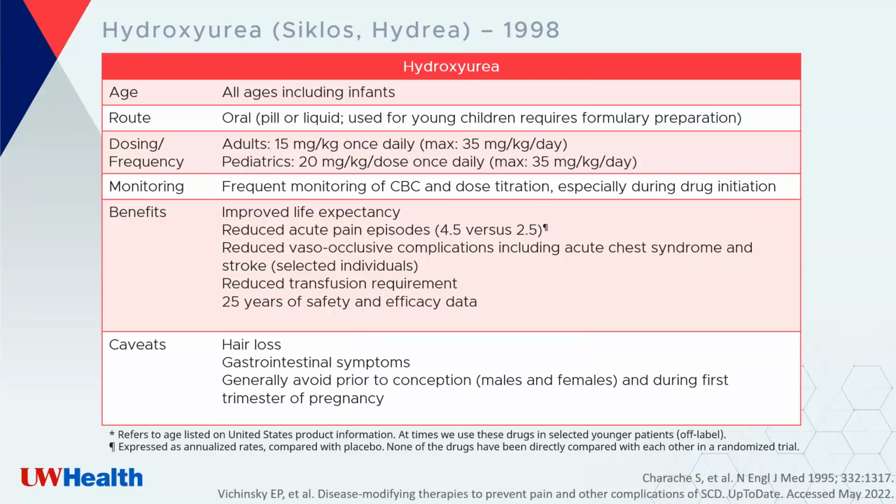Some other benefits to hydroxyurea, some of the outcomes that were noted here, which were noted in some of the trials I alluded to earlier, and then some caveats, right? Hair loss, some GI symptoms, and then we generally recommend the avoidance of this medication prior to conception and during pregnancy for our patients.